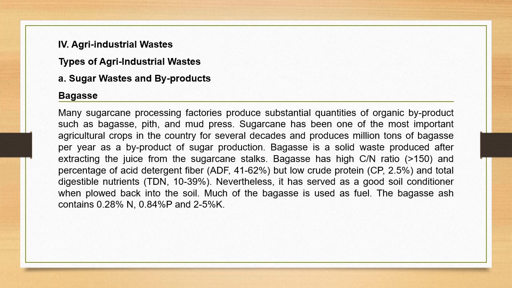Bagasse is a solid waste produced after extracting the juice from the sugarcane stalks. Bagasse has high C to N ratio and percentage of acid detergent fiber, but low crude protein and total digestible nutrients. Nonetheless, it has served as good soil conditioner when plowed back into the soil. Much of the bagasse is used as fuel. The bagasse ash contains 0.28 and 0.84 P and 2 to 5% K.